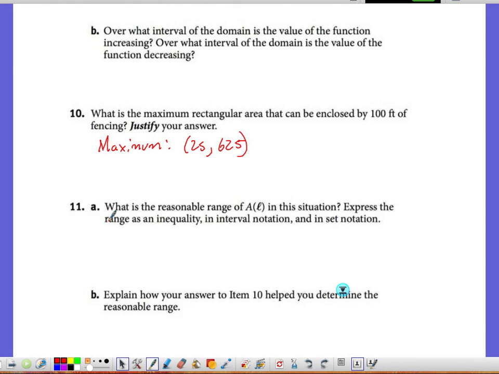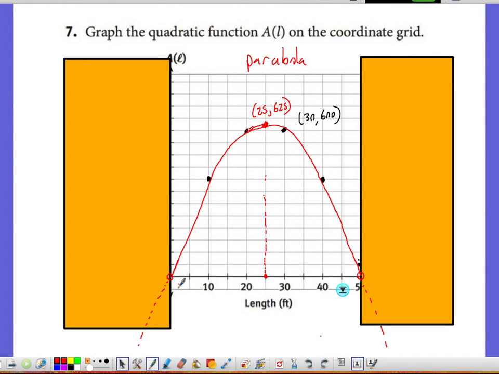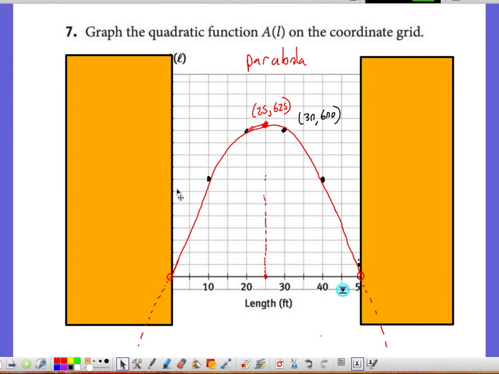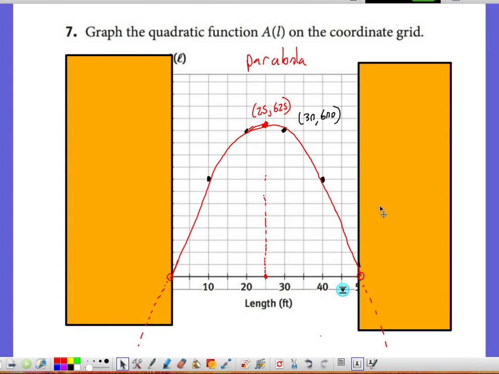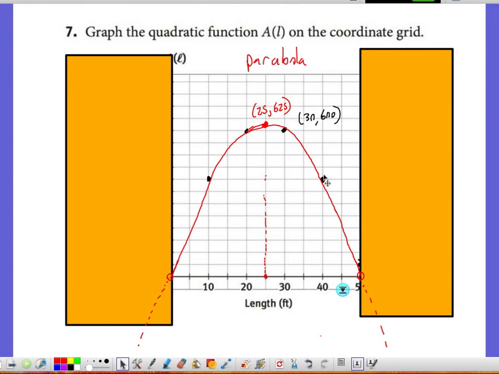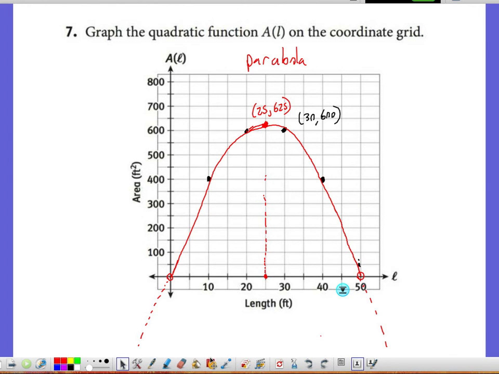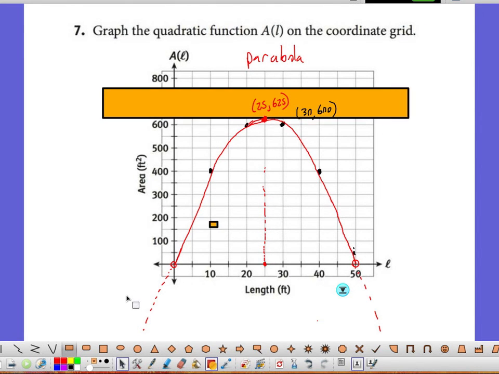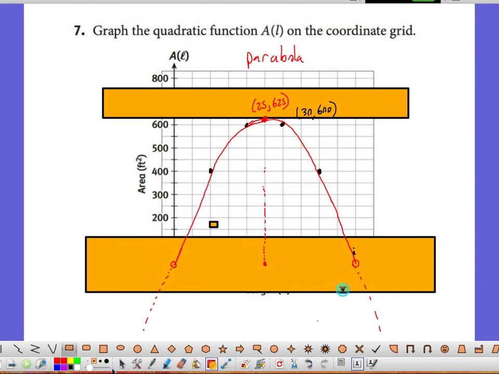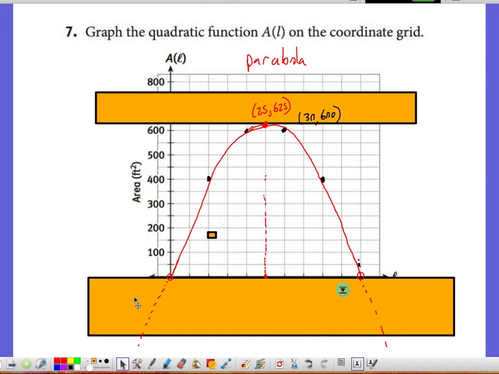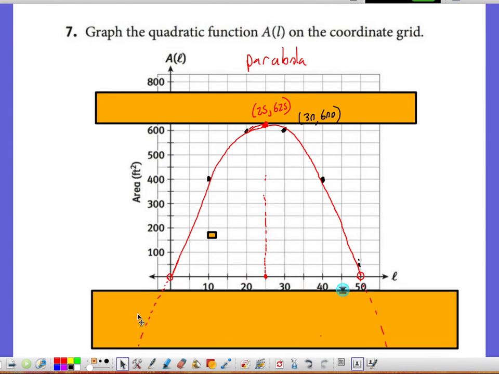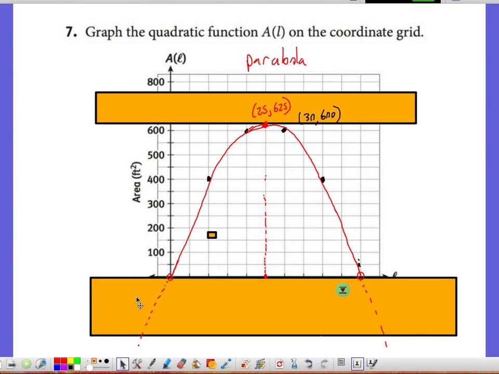Okay, number 11, what is the reasonable range of A of L in this situation? Again, we already talked about the domain. Domain is just looking at the largest and smallest values for the horizontal axis. Now, what you want to do to find the reasonable range is, again, use the concept of elevator doors. I don't want to have an area of 0 or go to a negative area. So my elevator door is going to stop right here.